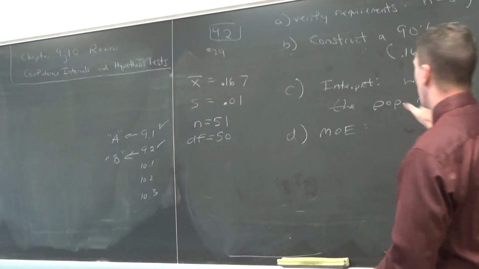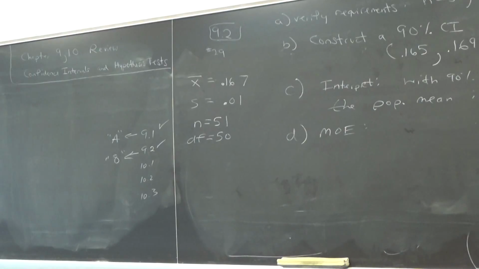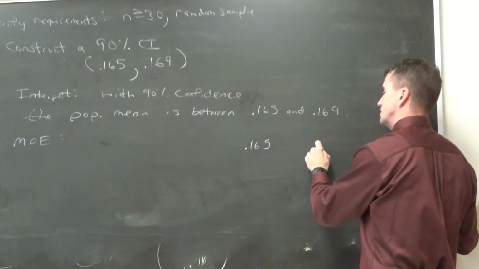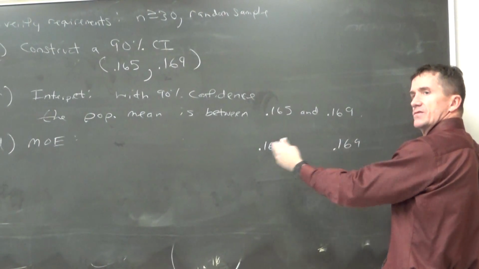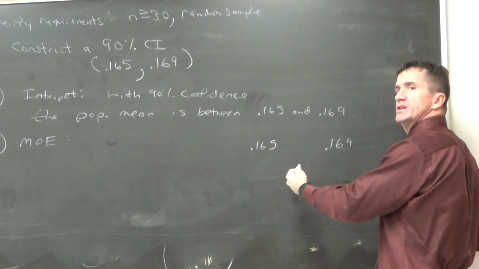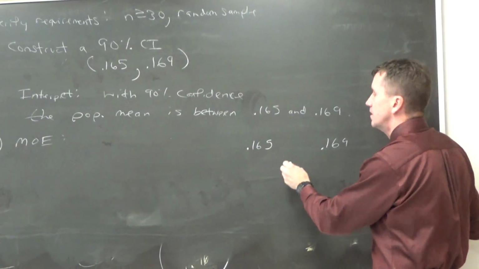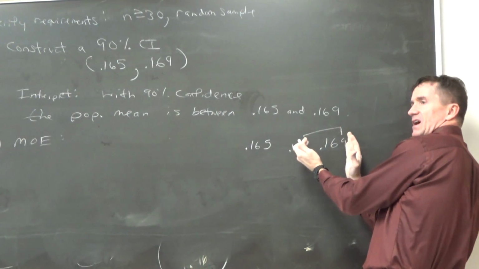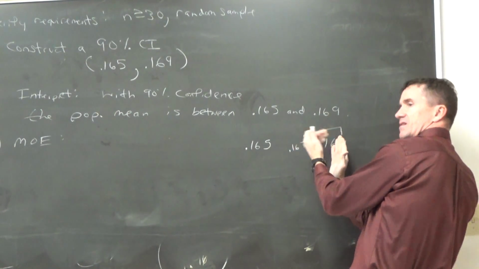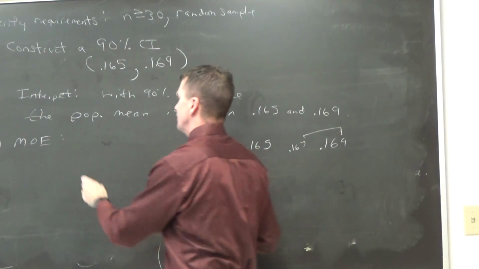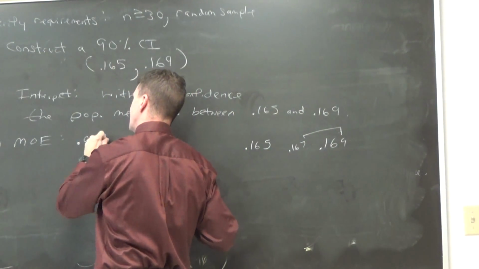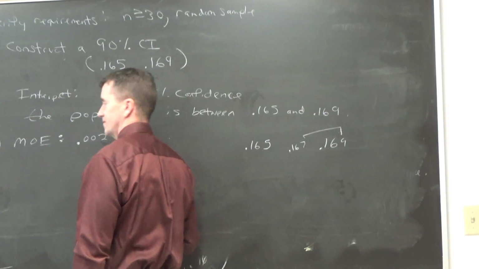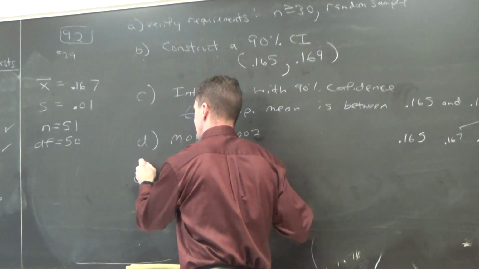Okay. I'm going to draw a picture. I'm a picture person. Oh, there's the interval. Who's in the middle of the interval? 1.167. I just need that part, one side. That's my margin of error. 0.002. Bam. Very small. That's really small.